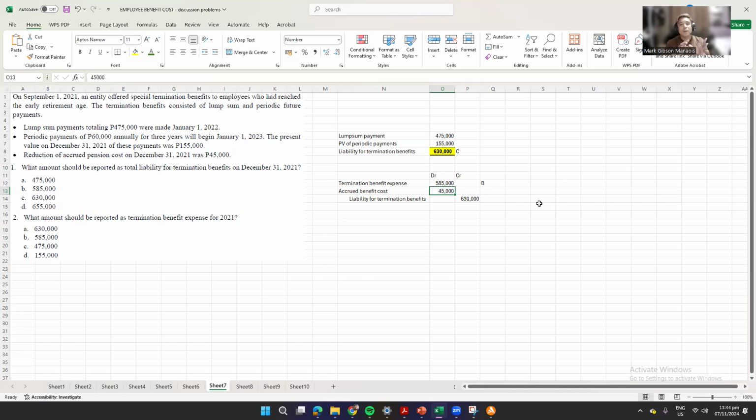So basically, you have a total liability of 630,000. You now paid your accrued benefit costs, right? That's why there's a reduction of 45,000. So just get the difference. The difference would be your total termination benefit expense. So that's 585,000 or letter B. Okay, so class, this is in the form of a journal entry.